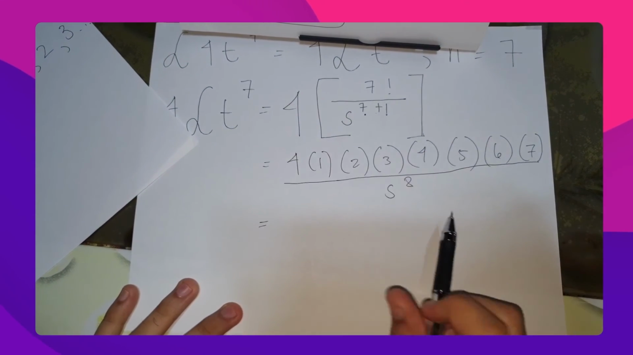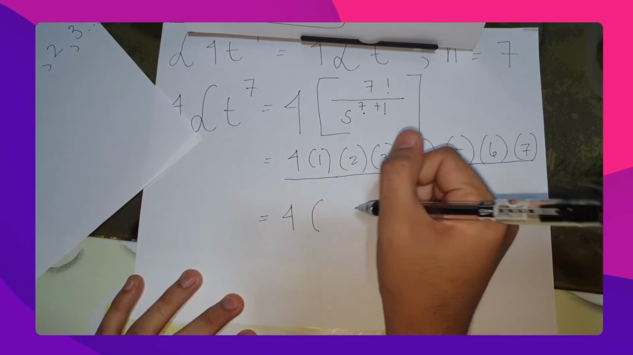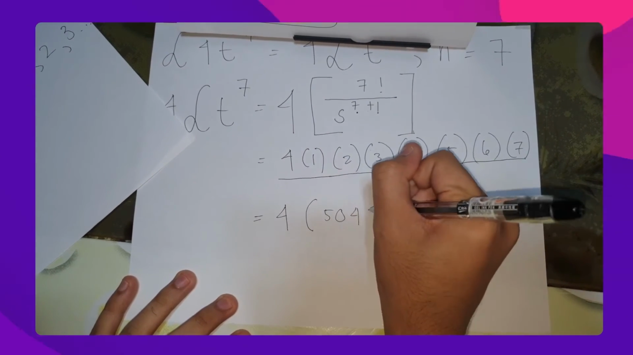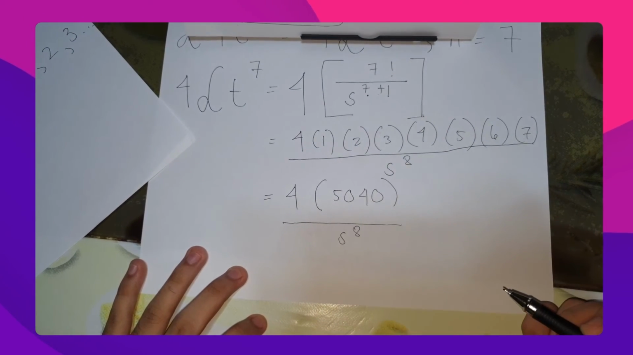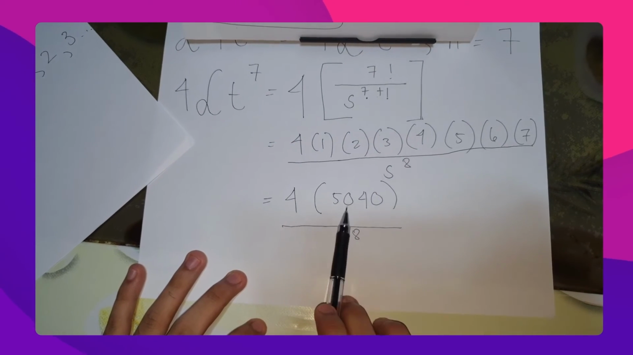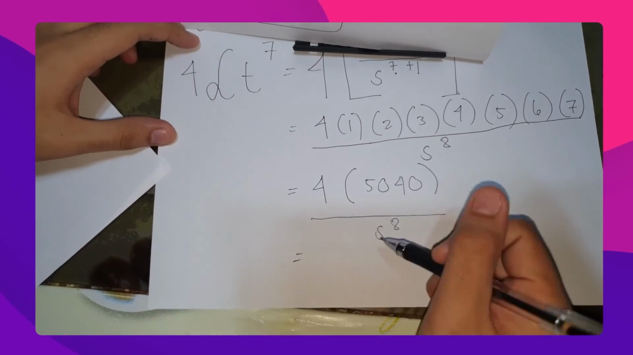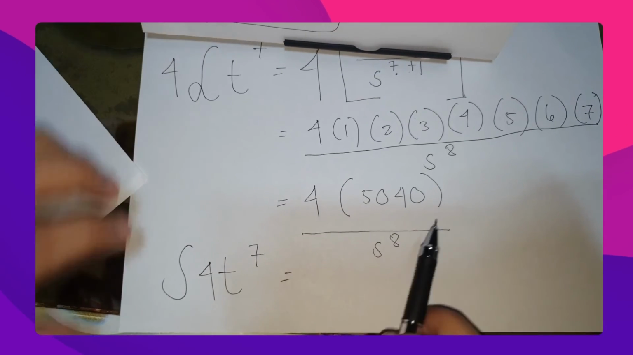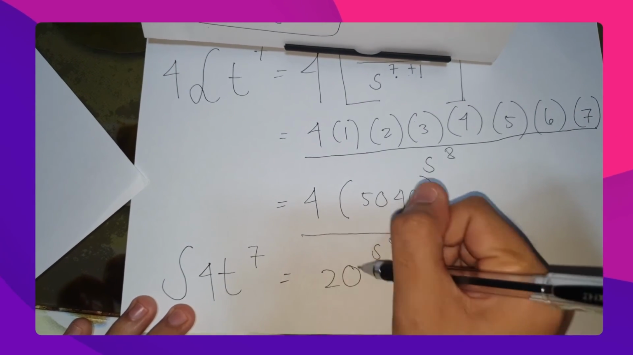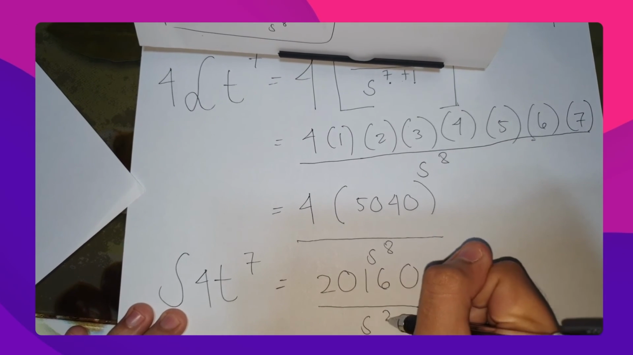Then multiplying all of these, we get 4 times 5040 over s raised to 8. So we just need to multiply 5040 by 4, and then we can get the final answer. The final answer is 20,160 over s raised to 8. That is our final answer.